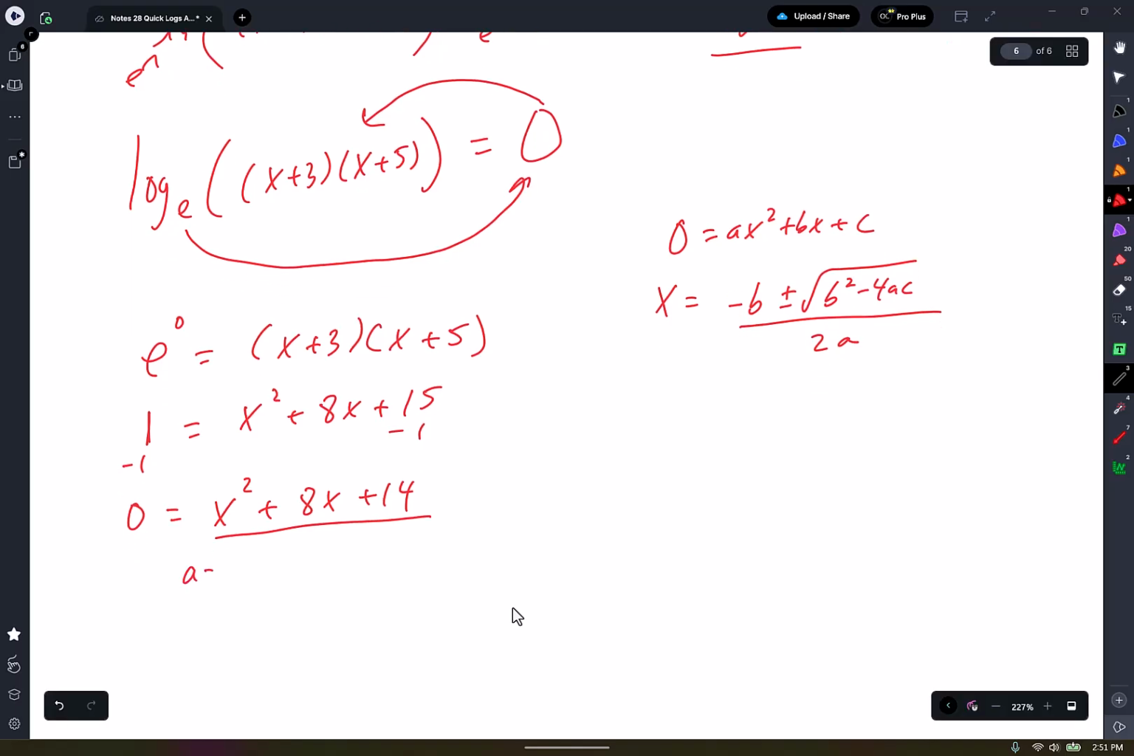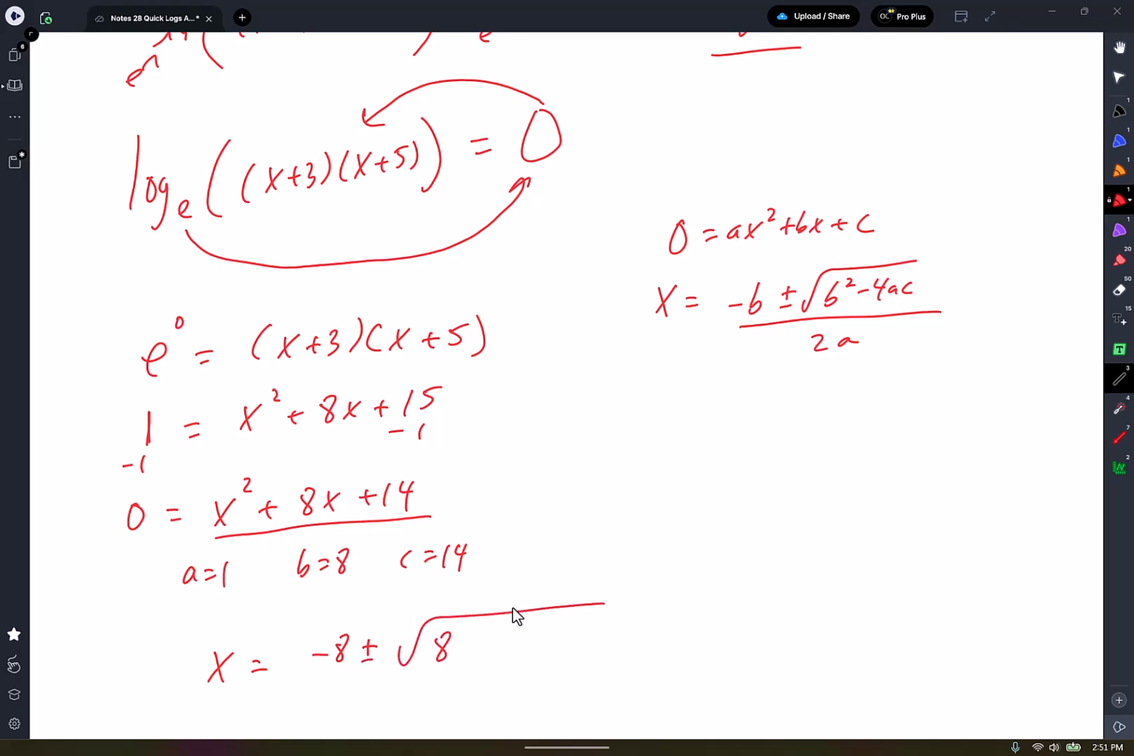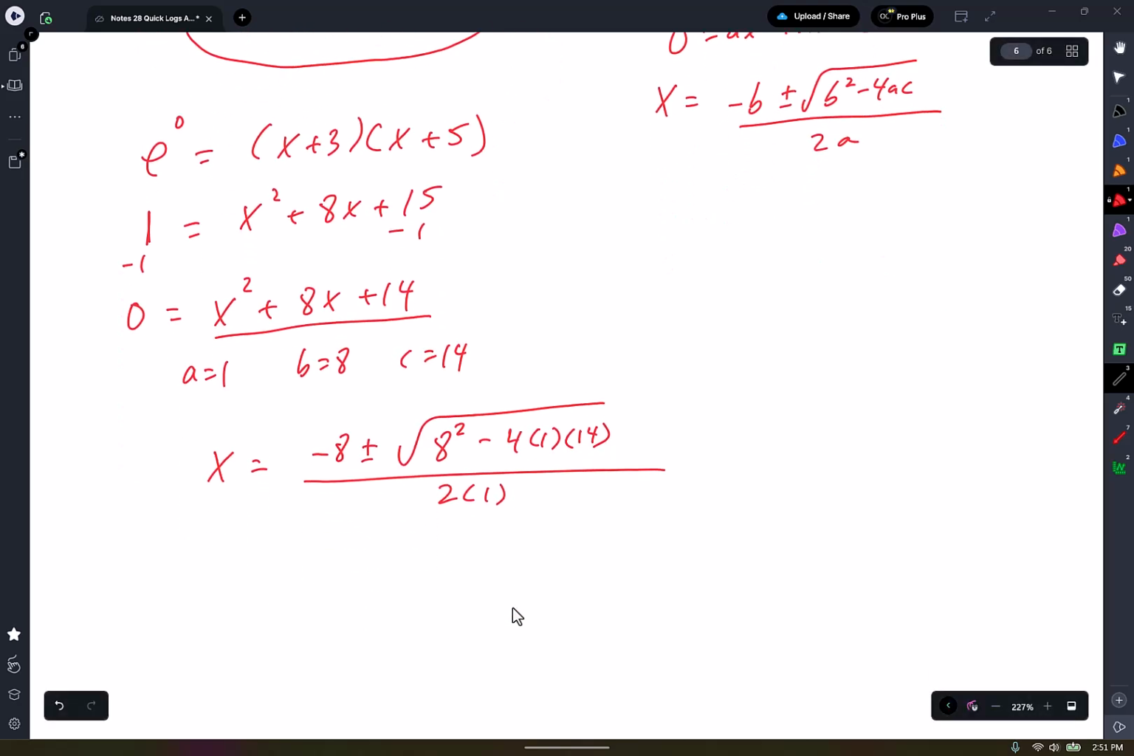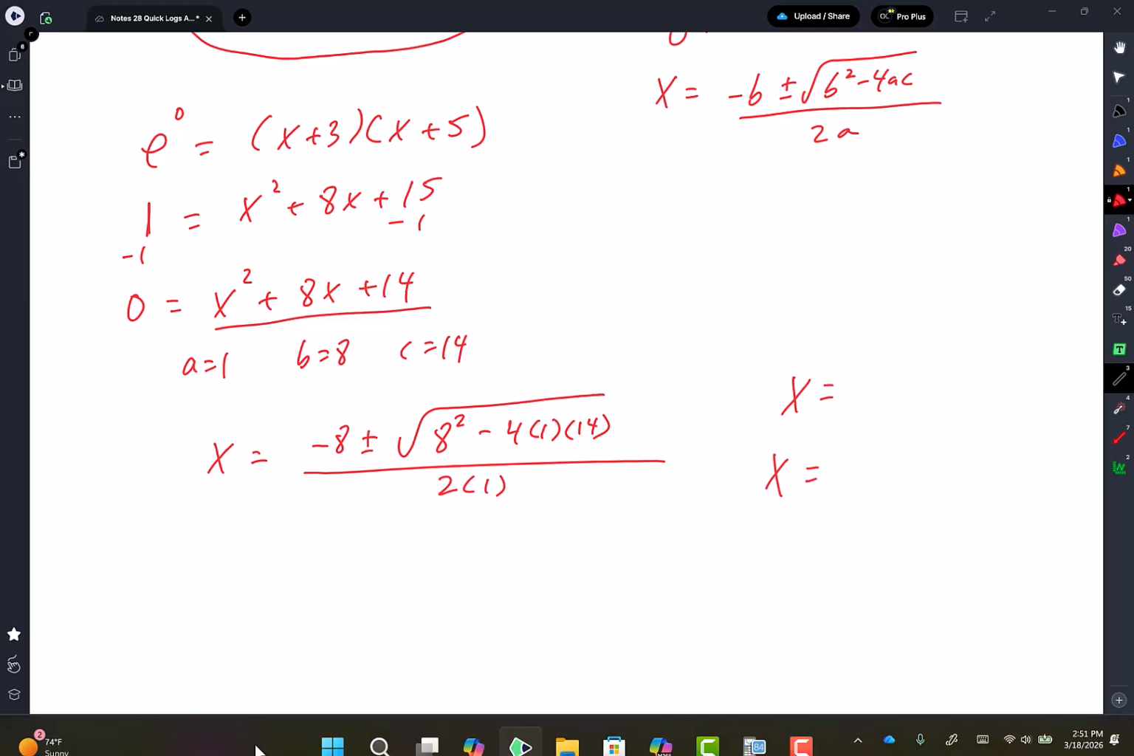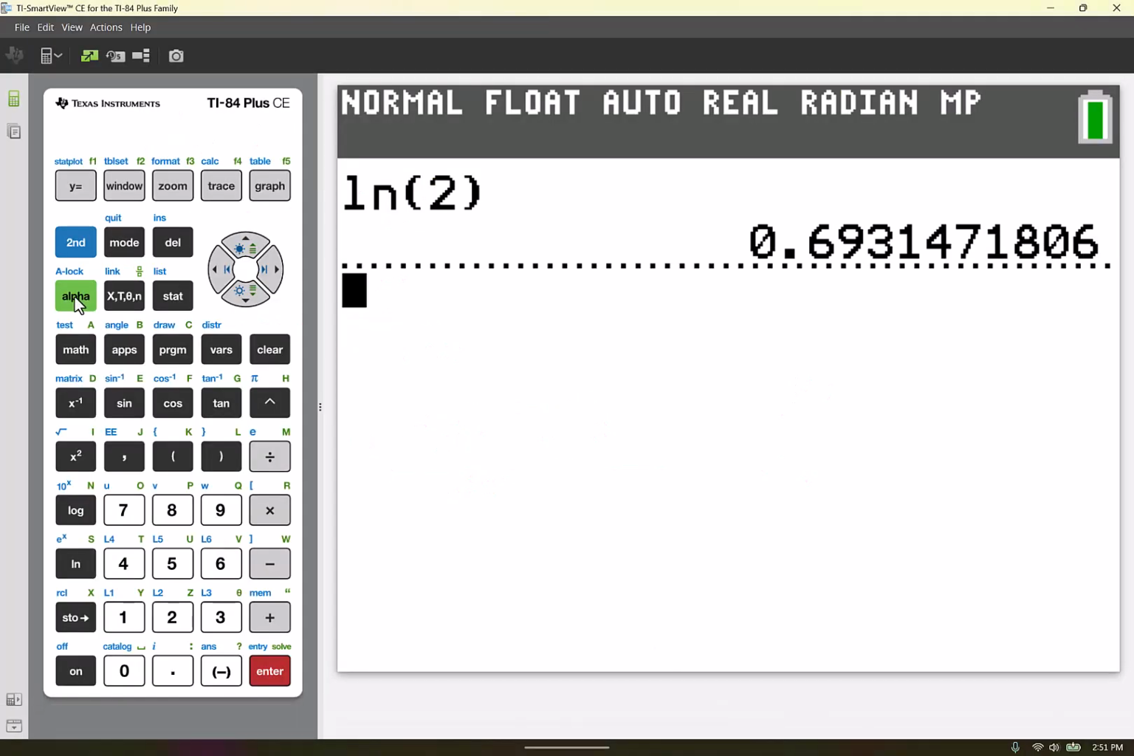So my a is 1, my b is 8, and my c is 14. So here we go, guys. x equals negative 8 plus or minus the square root of 8 squared minus 4 times 1 times 14, all over 2 times 1. I'm going to do the positive one first, and then the negative one, so I'm going to have two answers. Take your calculator. I see you guys writing. I'm going to push alpha, y equals, enter so I can have a little fraction here.